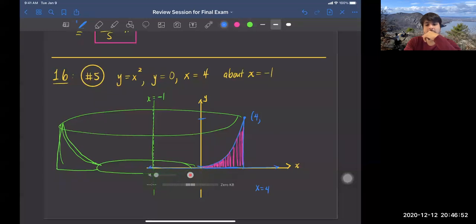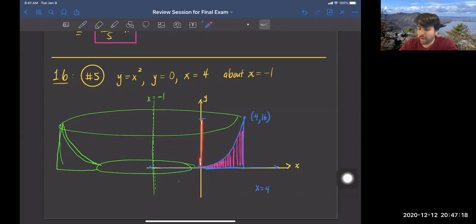If x equals 4, what does y equal? Not 2. It's actually 16, isn't it? Yeah, it's 16. So then the y values is what I'm going to integrate upon. It's going to be all the way from 0 to 16.